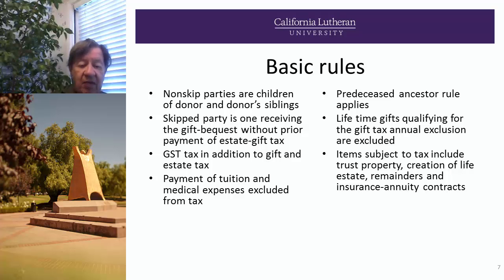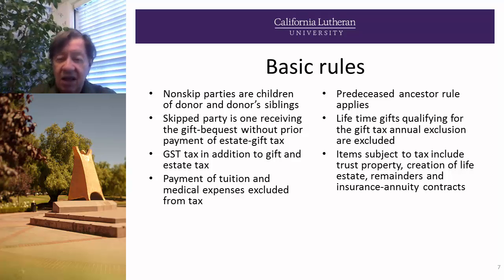If you make a payment of tuition and medical expense, it's excluded from taxes, just as it is under gift tax. The predeceased ancestor rule applies, which is basically if the children of the grantor are dead, then the skip party becomes the great-grandchildren, or the 3 generations down, because the logic is that since the children are dead, there would be no gift or estate tax paid anyhow. Therefore, the grandchildren become the non-skip party.